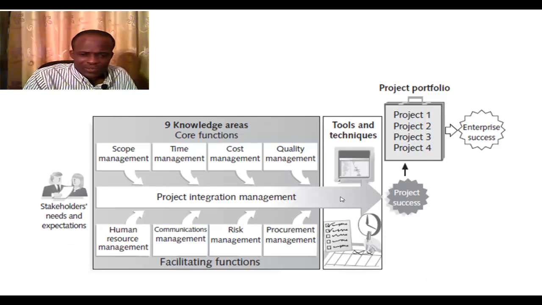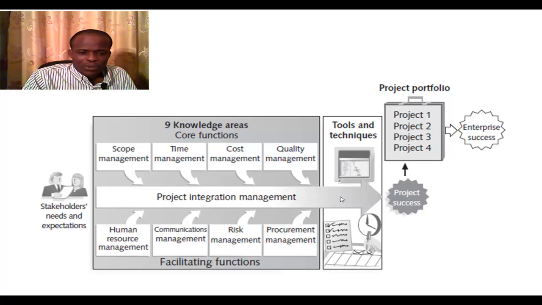And so in this diagram you can see these 9 knowledge areas. Of course, as we journey on, we take each of these knowledge areas as chapters and delve deeper into them. So we have the scope management, the time management, the cost management, and the quality management, as I said. These are the core functions or the core knowledge areas. You need them on any particular project to be successful. Of course, the facilitating functions are also extremely important. These are the human resource management, communications management, risk management, and then the procurement management.